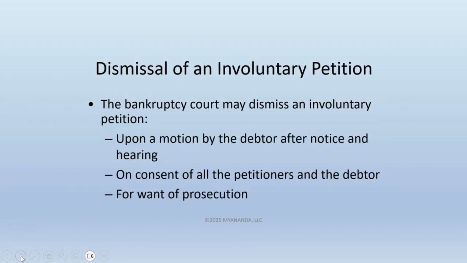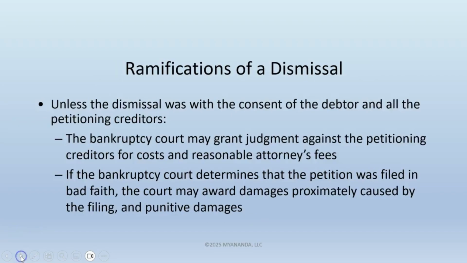Dismissal of an involuntary petition requires a motion by the debtor after notice and hearing or consent of all the petitioners and the debtor, and can be dismissed by the court for failure to prosecute. Last slide, if it is dismissed, the bankruptcy court can grant a judgment against the petitioning creditors for costs and reasonable attorney's fees incurred by the debtor. If the bankruptcy court determines that the petition was filed in bad faith, the court may award damages proximately caused by the filing and punitive damages as well.